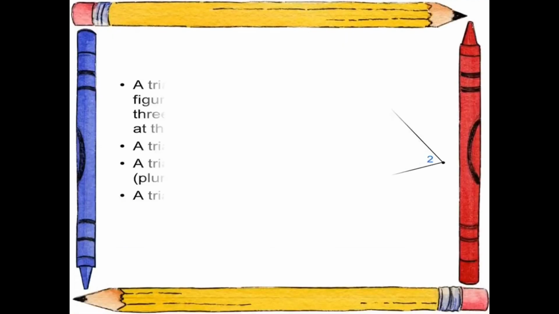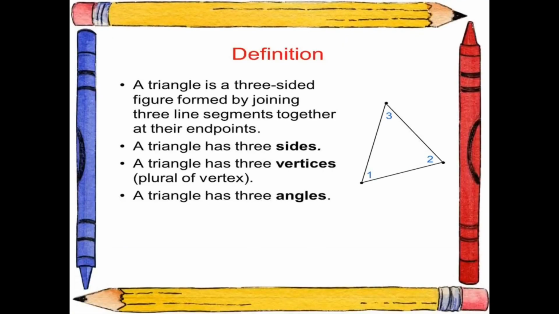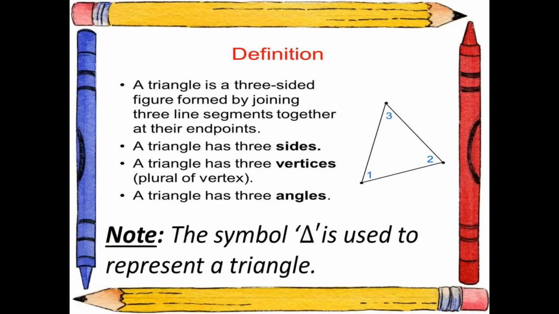Now, what is a triangle? A triangle is a three-sided figure formed by joining three line segments together at their end points. A triangle has three sides and three vertices. Vertices is the plural of vertex, and it has three angles. The symbol shown below is used to represent a triangle. Hopefully, it is clear to you.